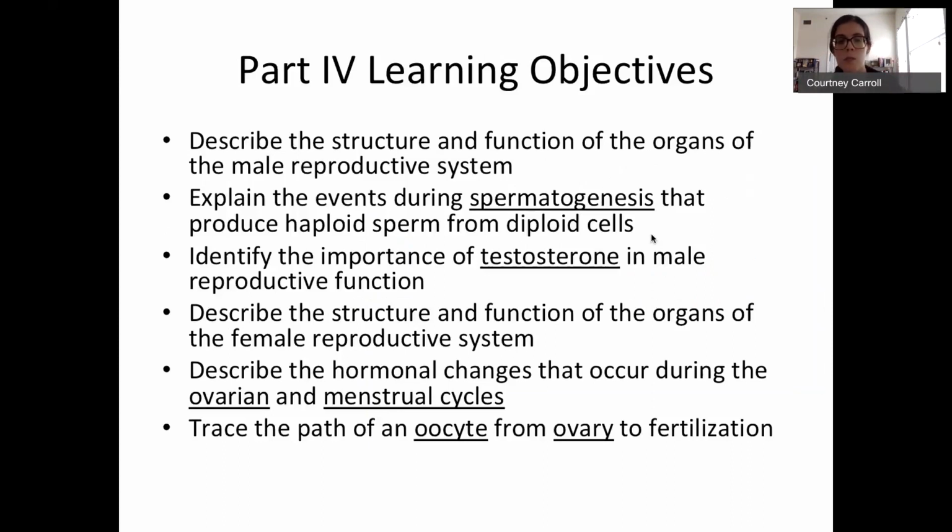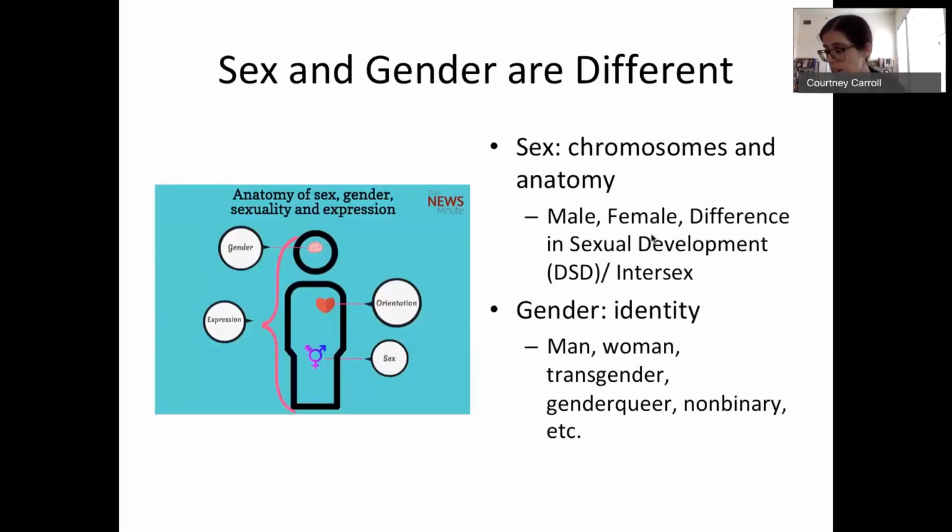The goal of the reproductive system is to make gametes, or sex cells, and then also provide structures for those gametes to meet and allow for fertilization to occur. The female also has the added responsibility of growing and developing an embryo into a fetus. Now, keep in mind, sex and gender are different things.